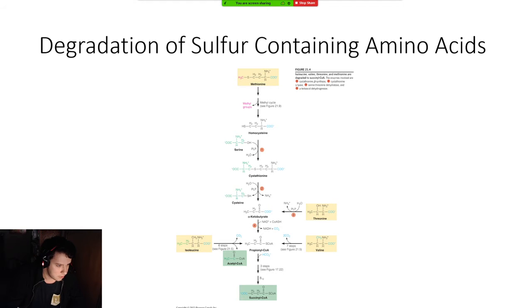And the sulfur gets caught up in the cysteine down here. And that's where that sulfur group goes. And then we're just left with oxygens and carbons for whatever it needs to be used for.